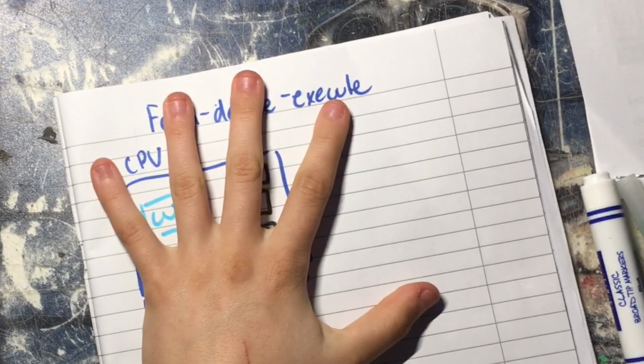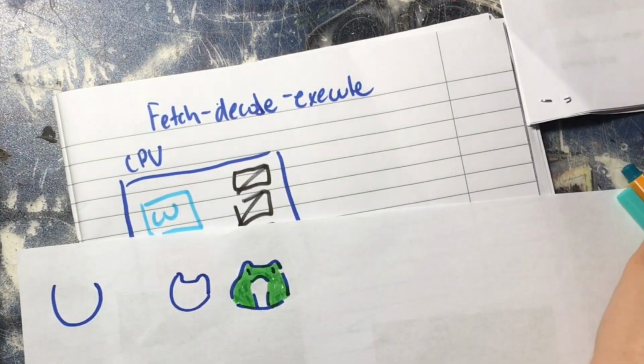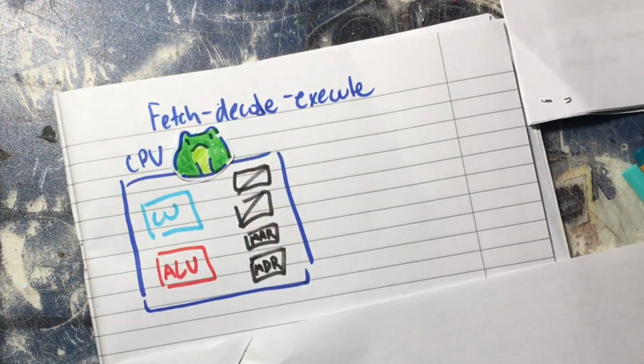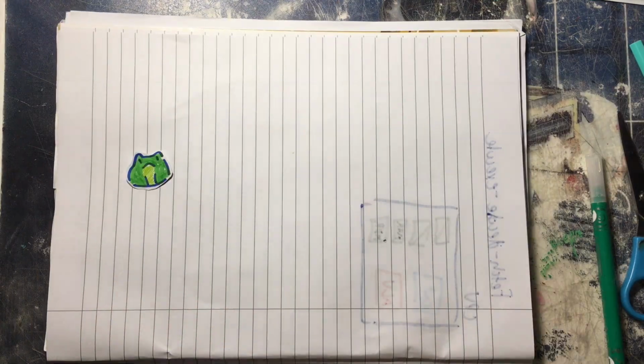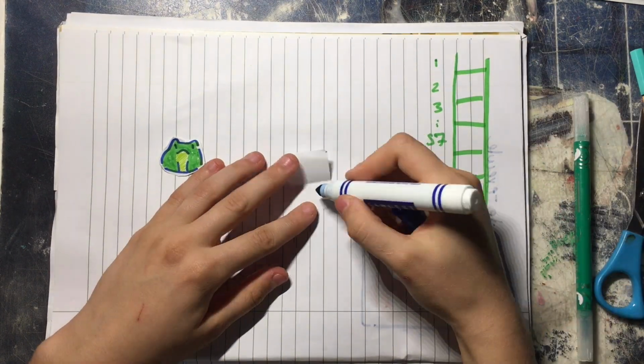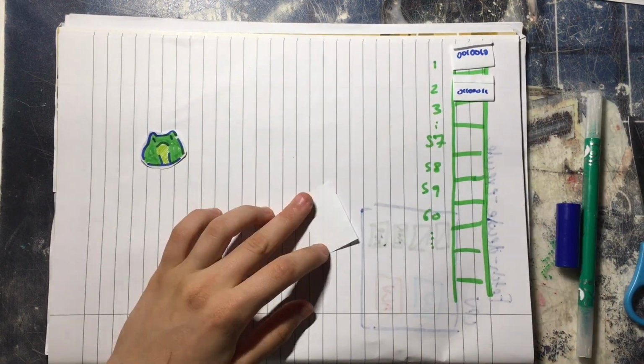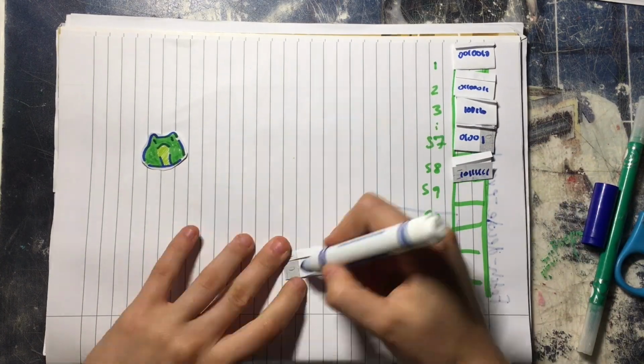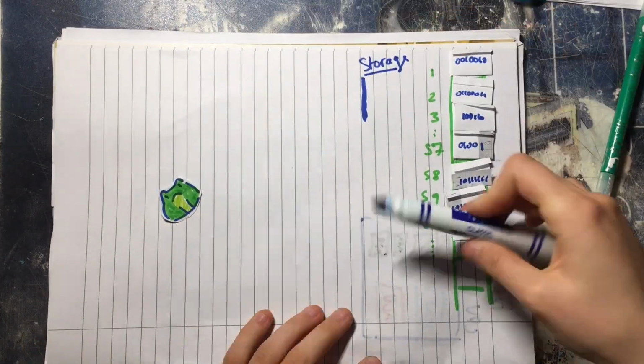Hold up. This is boring. From now on, the CPU is a frog. That's better. The CPU frog's function is to request, decode, and execute instructions. The CPU frog controls all input and output. We've got mail storage, representing our memory, which has shelves with addresses and stored mail, mail representing our data.